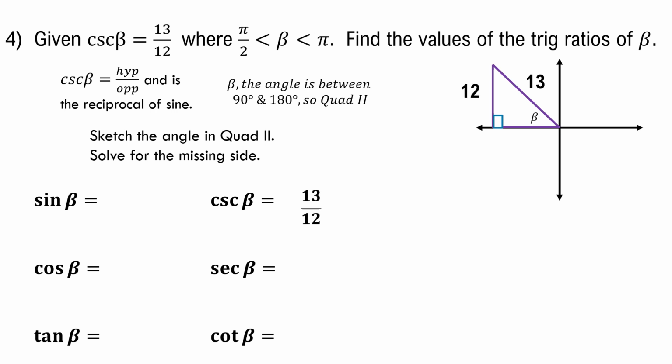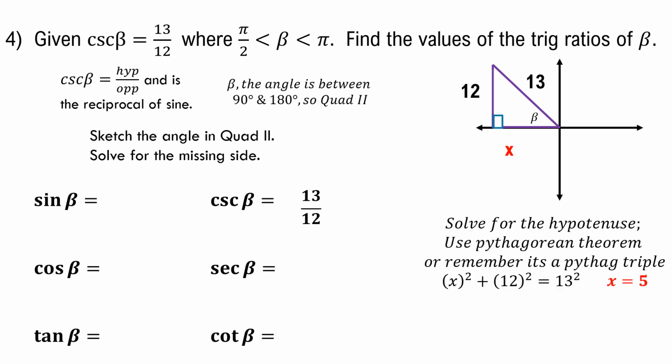And you can either use Pythagorean theorem to determine the value of x, or you can, again, remember that that's one of the Pythagorean triples. That is a 5, 12, 13. So the value of x is 5, but don't forget, we are in quadrant 2, so we've got to make it a negative 5 because we're going to the left from the origin. All right, let's finish up.